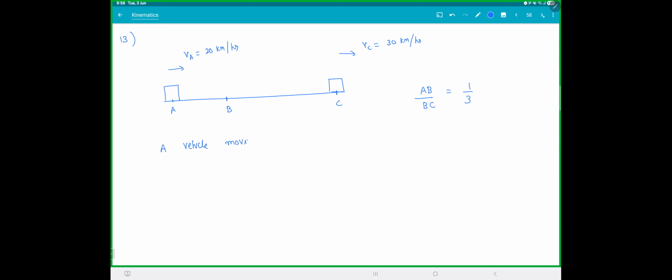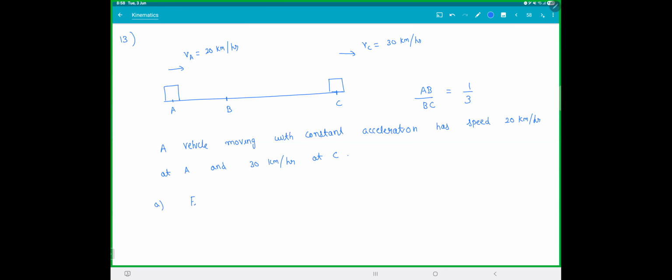So we got a vehicle which is moving with constant acceleration. How much? That is not mentioned. All we know, it is a constant acceleration. It has speed 20 kilometers per hour at A and 30 kilometers per hour at C. And AB by BC is 1:3.